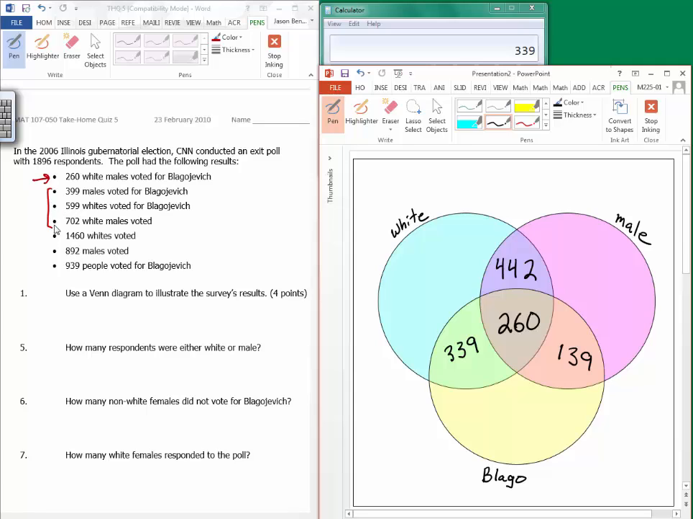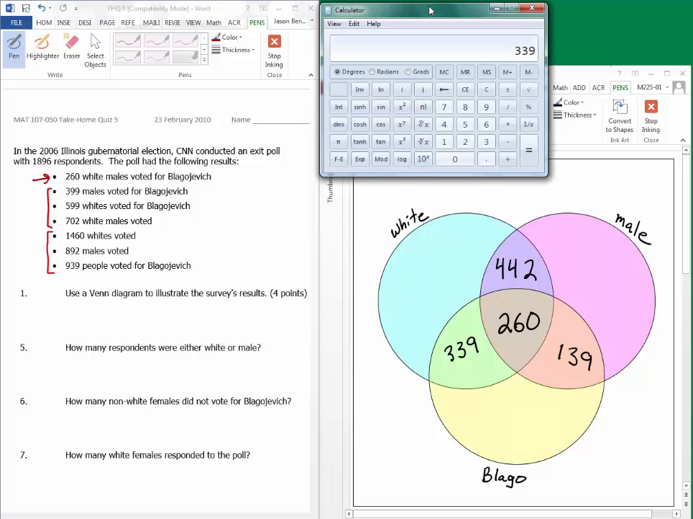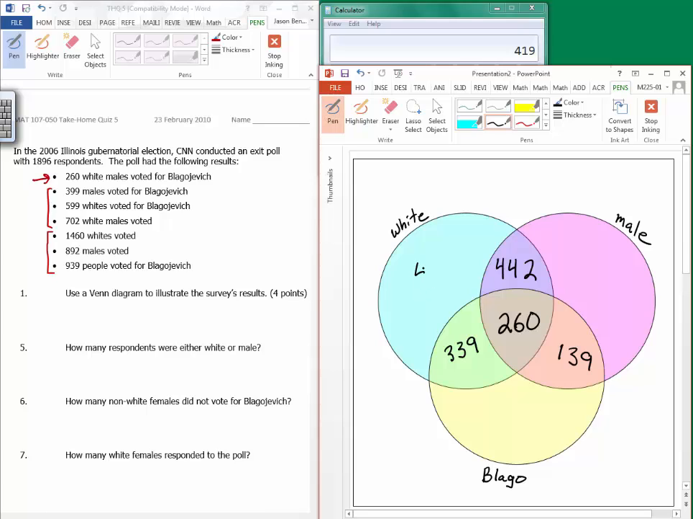Now we just need the other four. Now notice over here, these three numbers. Each of these three is just one set by itself. So the whites, that's the cyan circle here. That is supposed to be 1460. But I already have 339, 260, and 442. So that leaves 419.